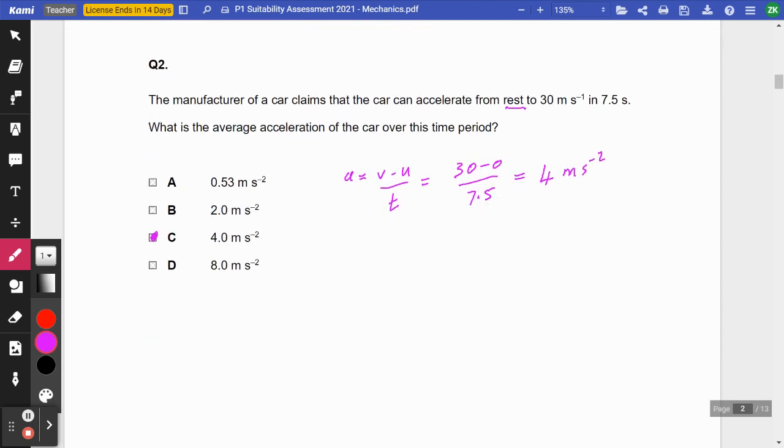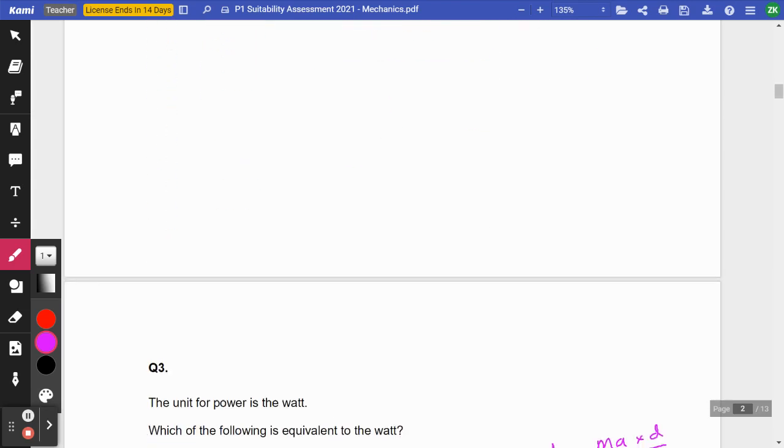Question 2, calculating acceleration, that's final velocity minus initial velocity over time. So final velocity is 30 meters per second, starts off at rest, minus initial velocity, divided by the time taken, 7.5, an answer of 4 meters per second squared.